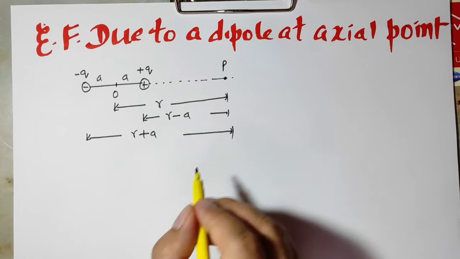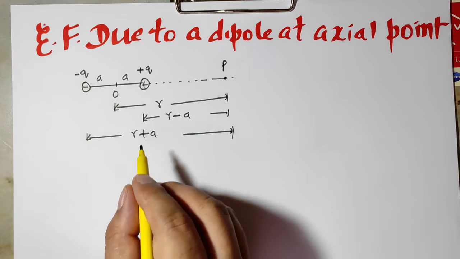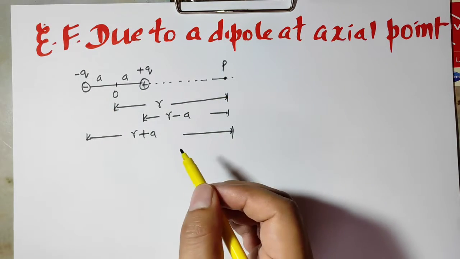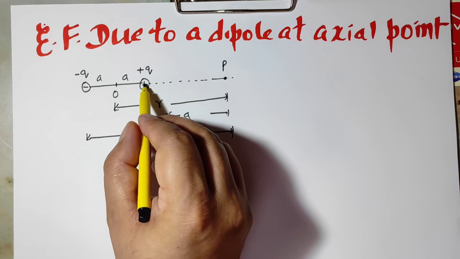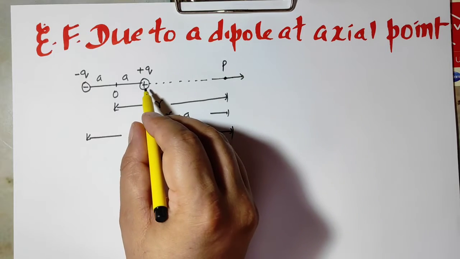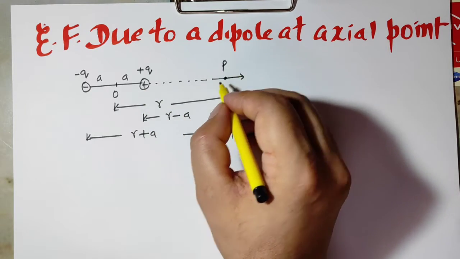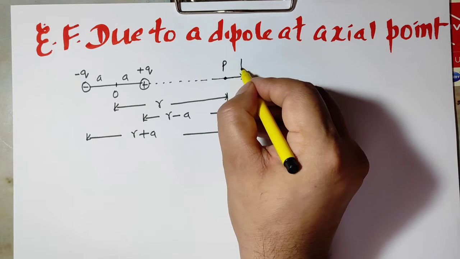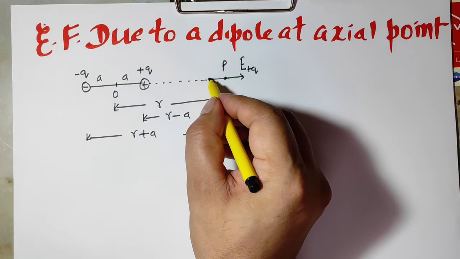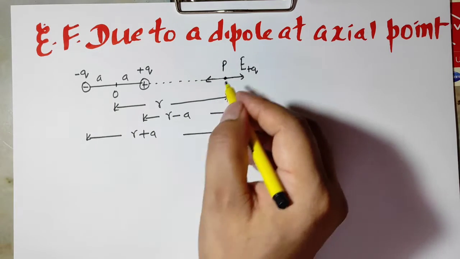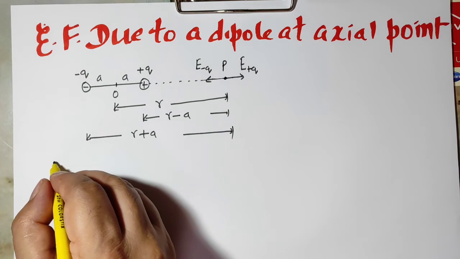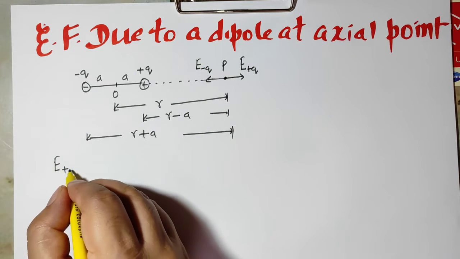So far good. Now we have to find electric field due to this at this point, then due to this at this point, and then we have to find the total electric field. Now see, this is positive charge, so due to this at the point, the electric field will be away, because due to positive charge electric field goes away. The direction of electric field is away from the charge. So this is E due to plus q. Since this is negative, the electric field direction due to a negative charge is towards the negative charge, so E minus q.